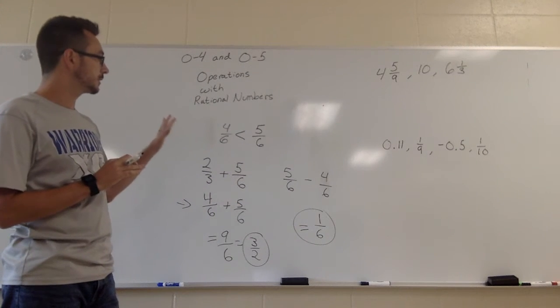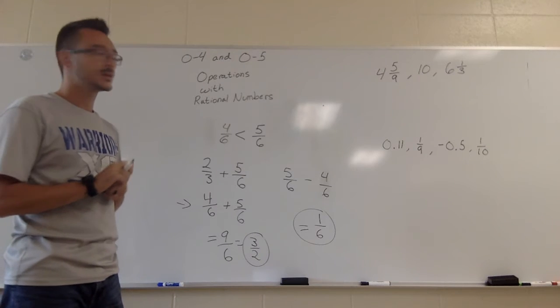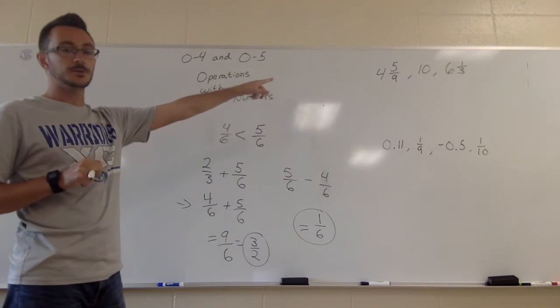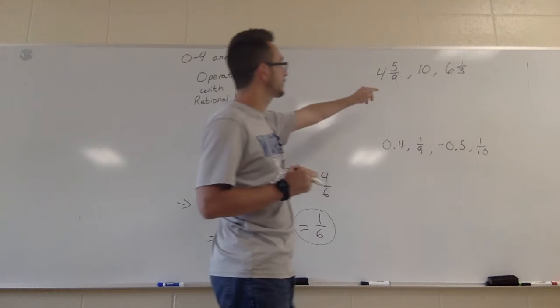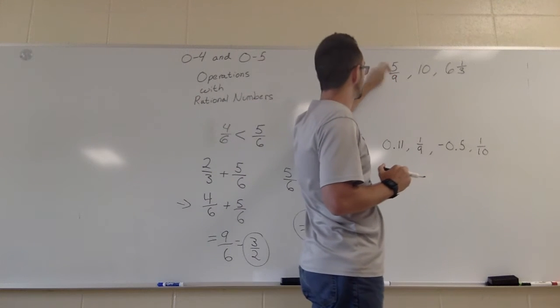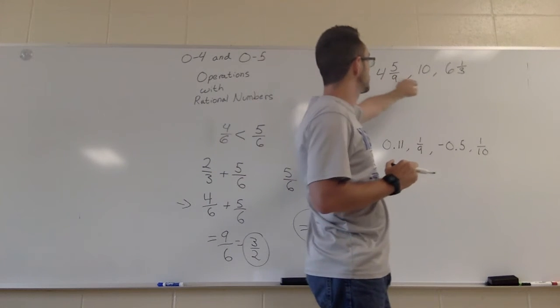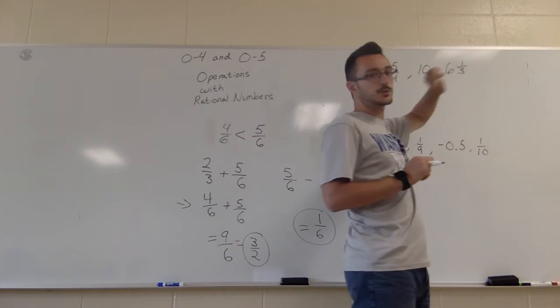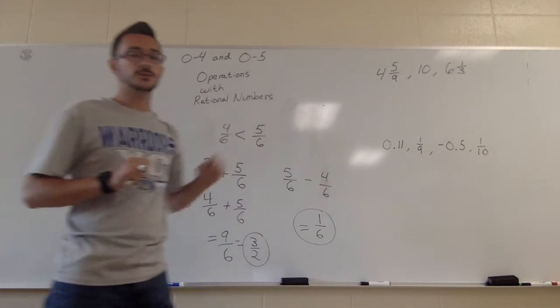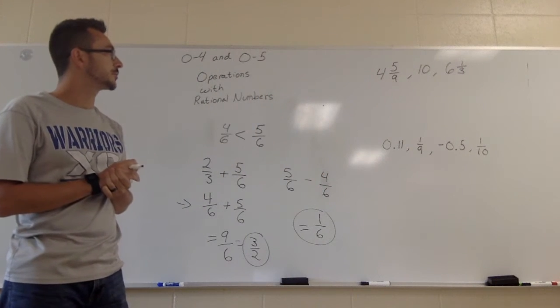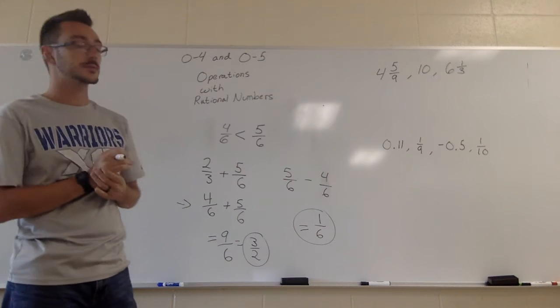Okay, so let's go ahead and move past this one. We'll be up in the corner here. I have 3 different rational numbers listed, 4 and 5/9, 10, and 6 and 1/3. For that, we're just going to ask to put them in order, so like least to greatest.